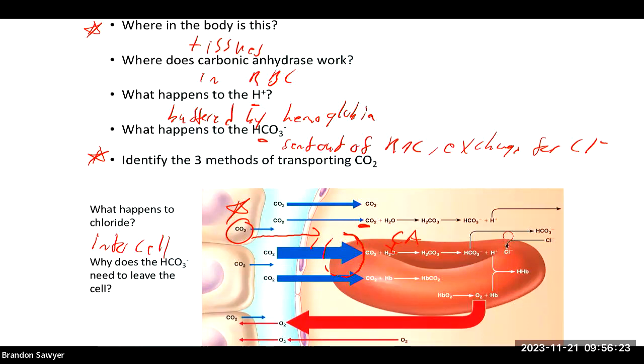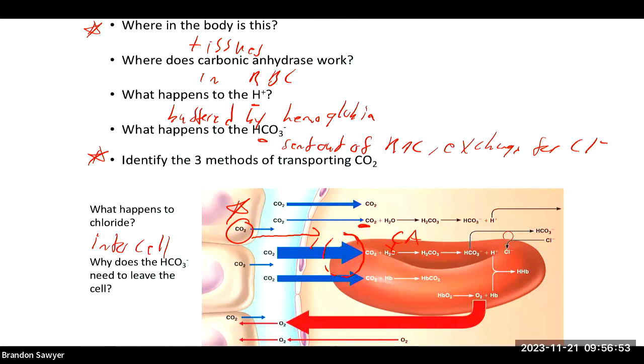Okay, so the three methods of carrying CO2. This is one, right? In the form of bicarbonate is happening here, both out of the cell and into the cell. This one is just purely dissolving CO2 into the plasma, which happens a bit. And then this one here is just combining CO2 with hemoglobin, which we can do as well. And that also helps to push oxygen off, right? That's part of shifting the curve as well, is adding CO2 to hemoglobin.